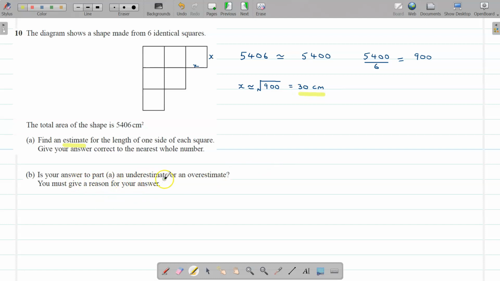And is it an underestimate or an overestimate? Well, my answer is an underestimate. And the reason it's an underestimate is because I rounded down. Okay, underestimate, since 5406 rounded down. Okay, that will give you the mark for that question.